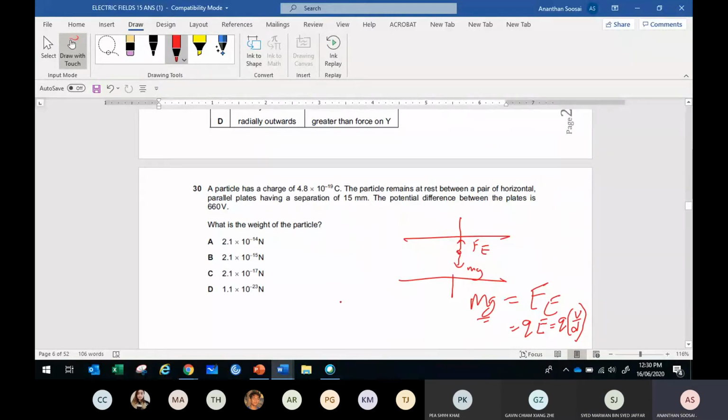So what's the answer? So Q is Q of what? Oh, Q is given there, 4.8 times 10 to the power of negative 19. V is what? V is the potential difference, 660. And D is what? D is the plate separation, 15 mm, change to meter. Okay, so 0.015. So you'll get the answer. So anyone wants the answer?